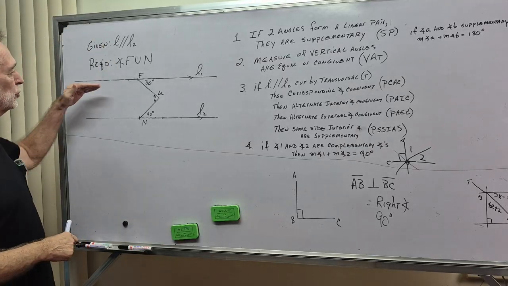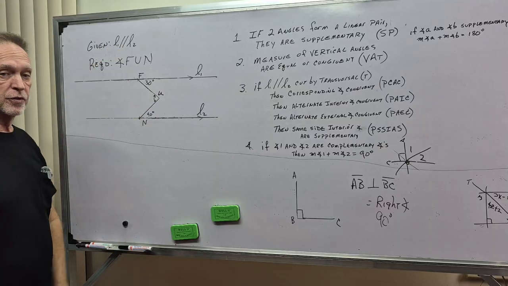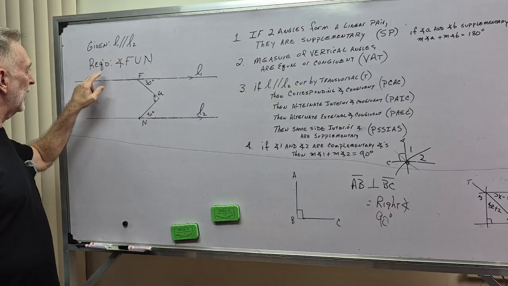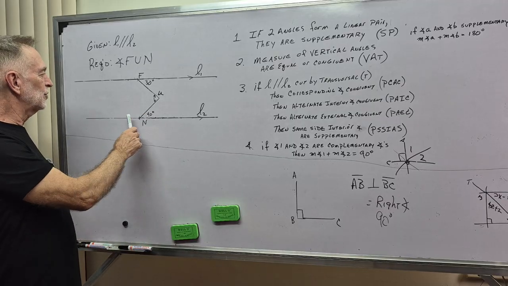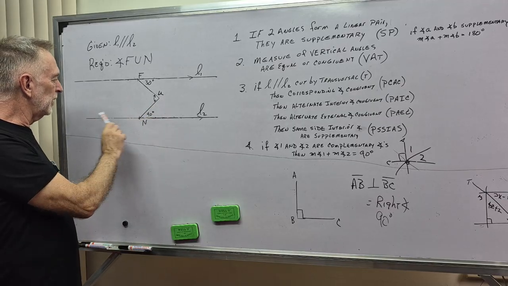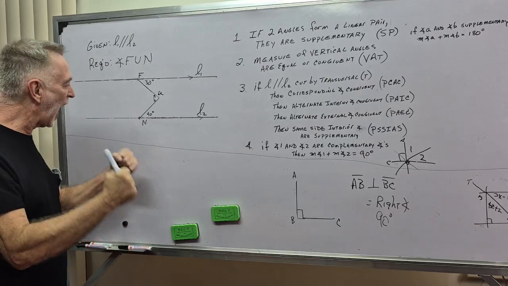And so we're given two lines, L1 and L2, and they're parallel to each other. What we're required to do is find the angle associated with FUN. So we're going to have a unit of measure for fun.